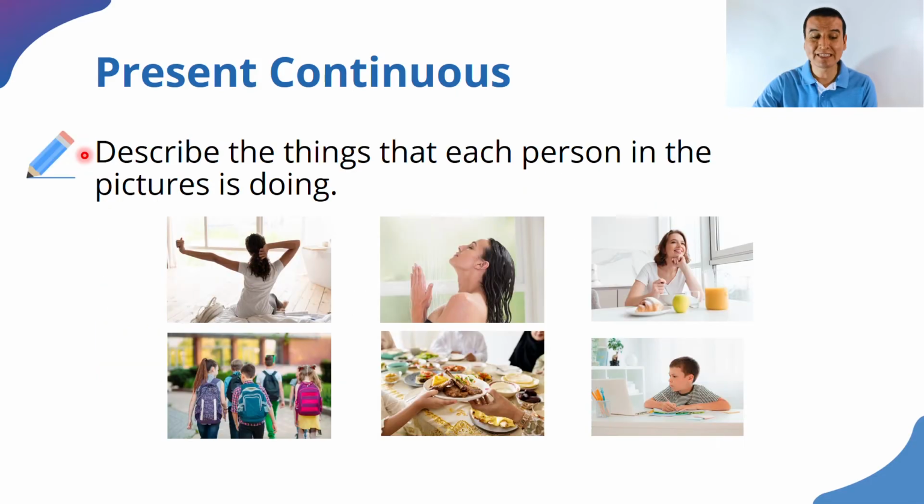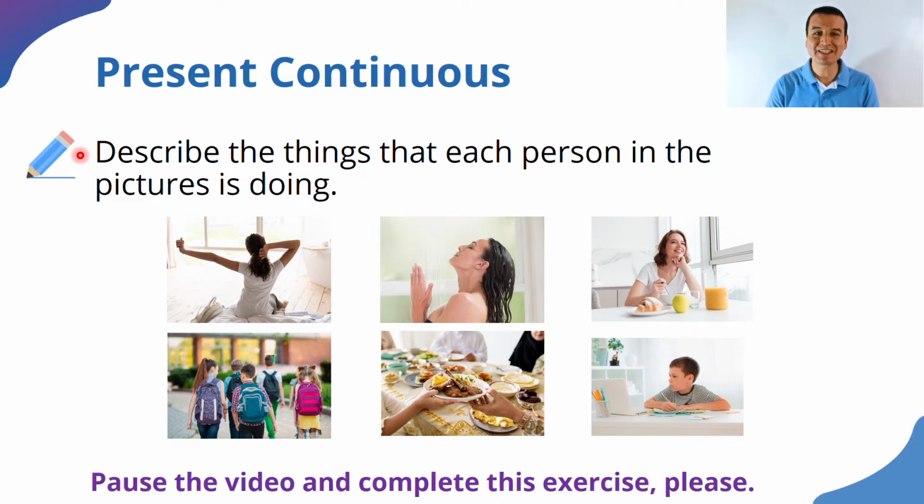The first one is describe the things that each person in the pictures is doing. Look at the pictures and write what they are doing. Try to add more details if you can. But what is important is that you use the present continuous. All right? Take a moment, pause my video, complete the activity, and I'll show you some sample answers in a moment. Go ahead.